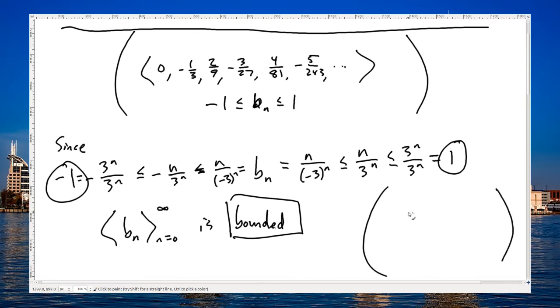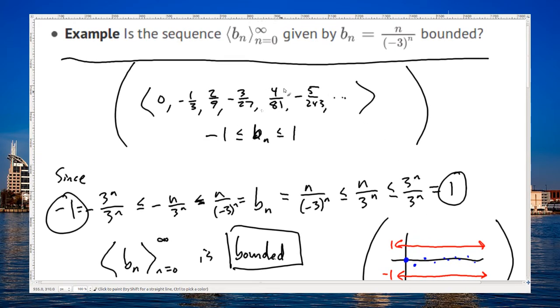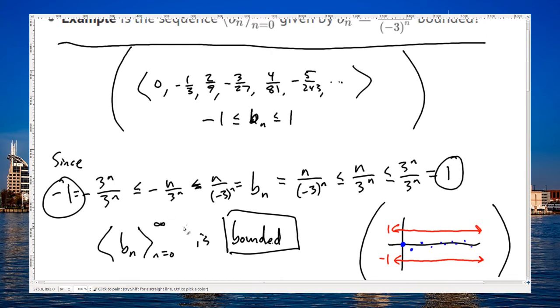And again, if you want to see a picture of why that's the case, we can plot these numbers. 0 goes to 0, 1 goes to -1/3, 2 goes to 2/9, and so on and so forth. And we can easily see from that picture that since we are always dealing with fractions, it's bounded between 1 and -1. So this is definitely a bounded sequence that we're dealing with. Here's the proof of why.